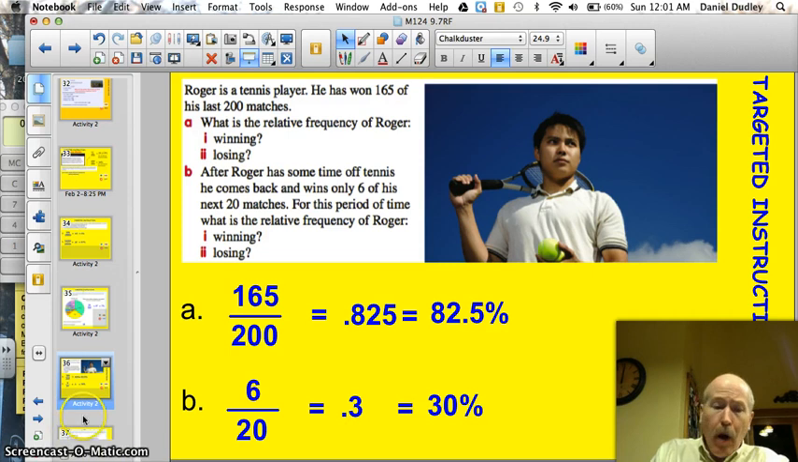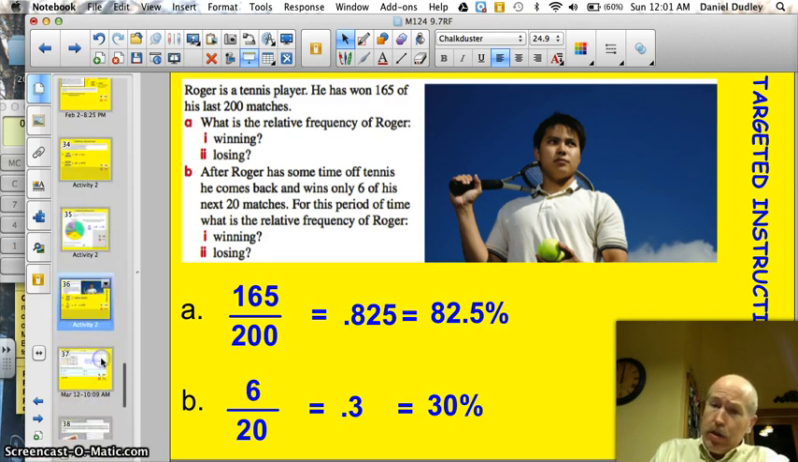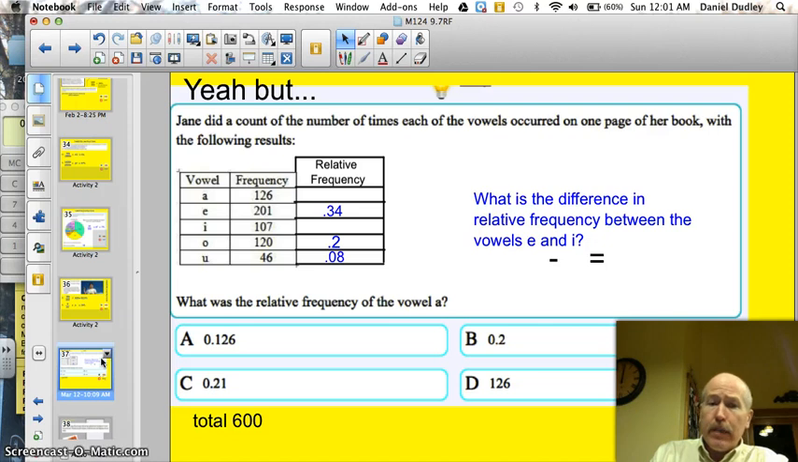Okay? All right. You know there's going to be a yeah, but. So here it is. Yeah, but. Take a look at this problem. Jane did a count of the number of times each of the vowels occurred on one page of her book. And here are the following results. So here are the frequencies. A, 126 times. E appeared 201 times. I appeared 107 times. O appeared 120, and U appeared 46.